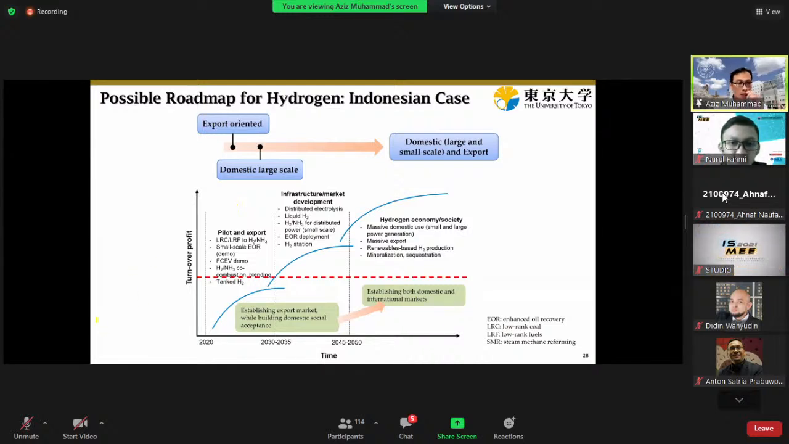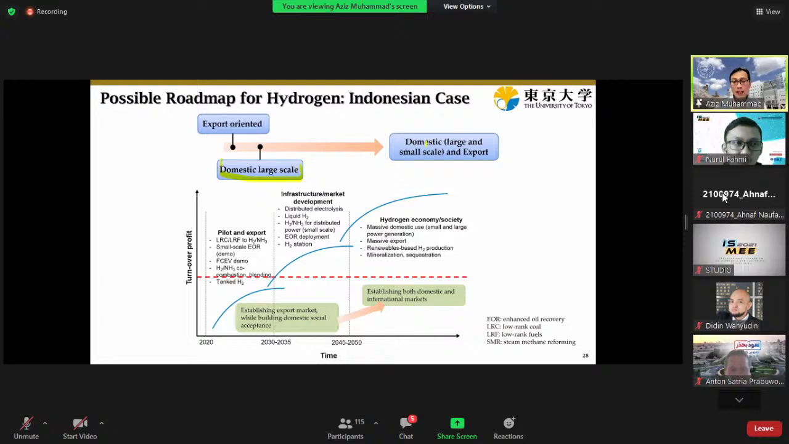So I think the big scenario will be, first, we focus on the export-oriented approach. And then, at the second stage, we can also utilize hydrogen for large-scale domestic utilization. For domestic large-scale utilization, I think it can be used for co-combustion in the existing coal-fired plants, in diesel engines, and so on. So I think that is the fastest and quite ready technology that can be adopted in the near future, about 5 or 10 years from now.